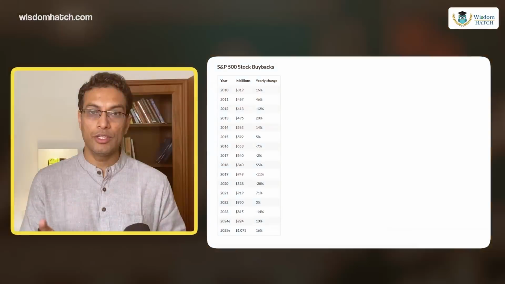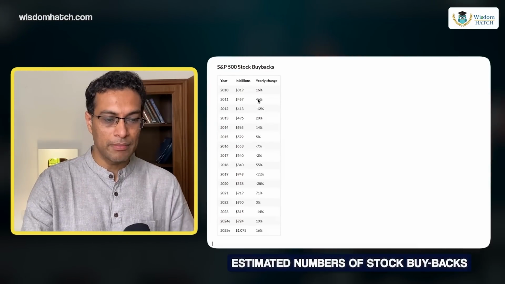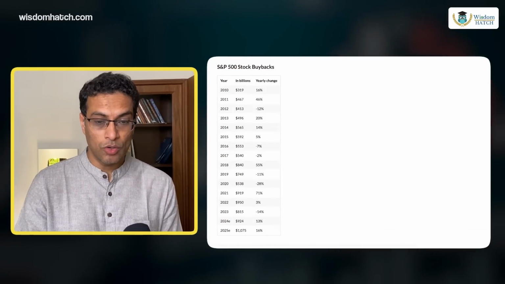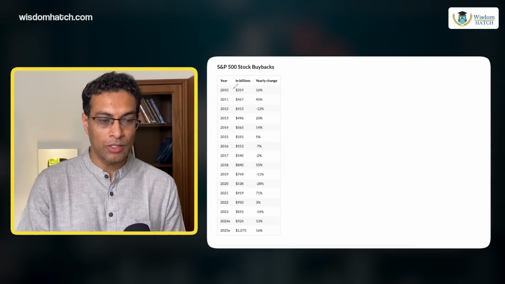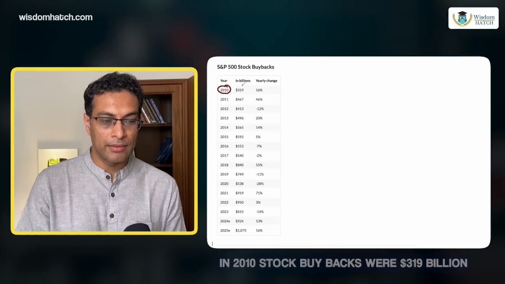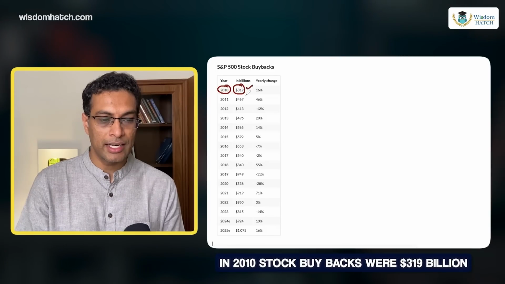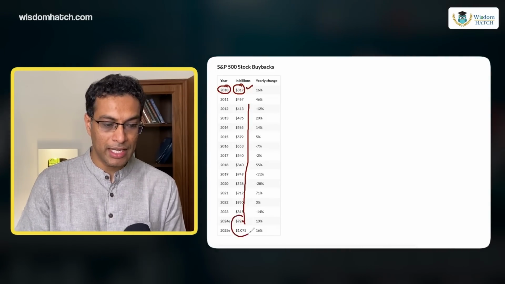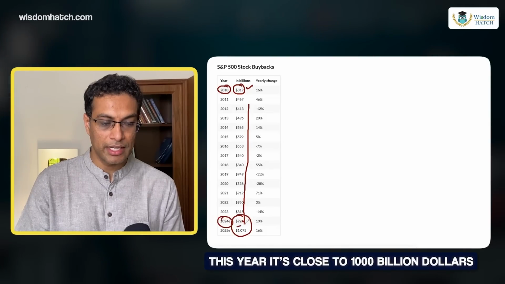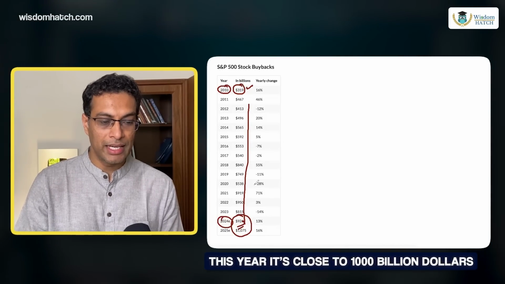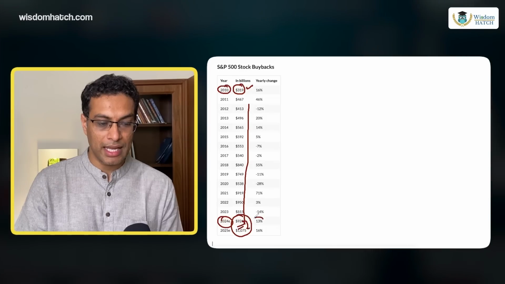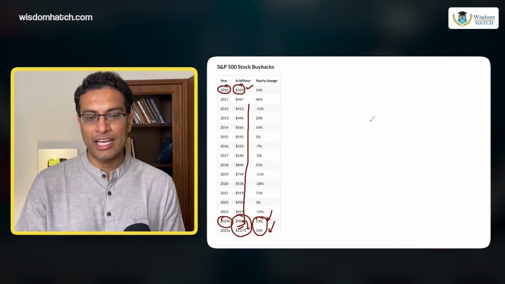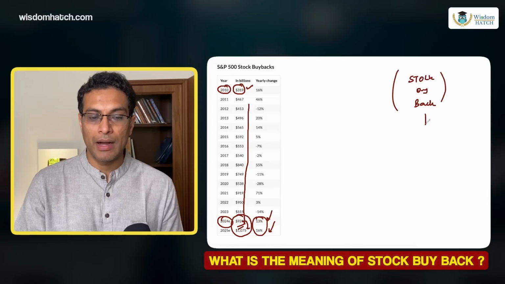Okay, so let's work with the US example, and these are the estimated numbers of stock buybacks that will happen in the US market over the next few years. Let me give you the whole history: for example, in 2010 stock buybacks were $319 billion, and it is expected that this year it's close to $1,000 billion, and next year the number will surpass that, with growth rates of 13% and 16% here. So now comes a very natural question: what is the meaning of stock buyback?